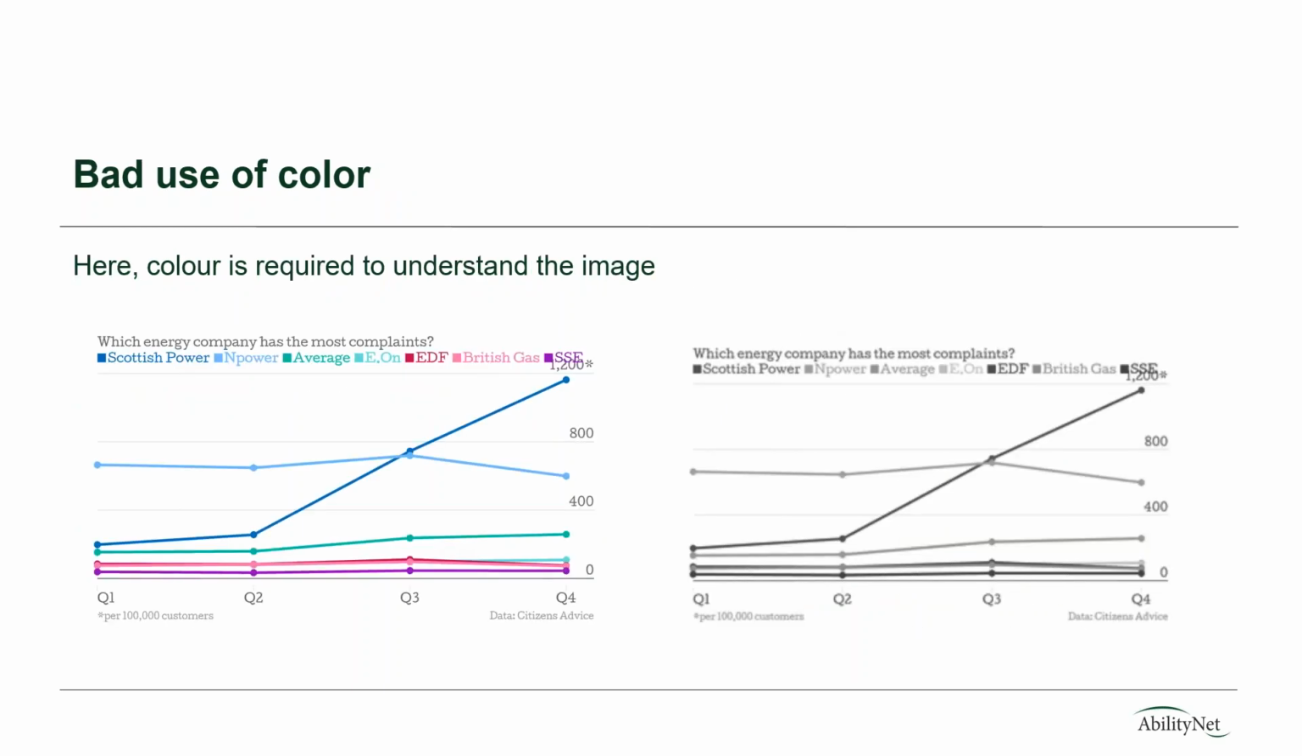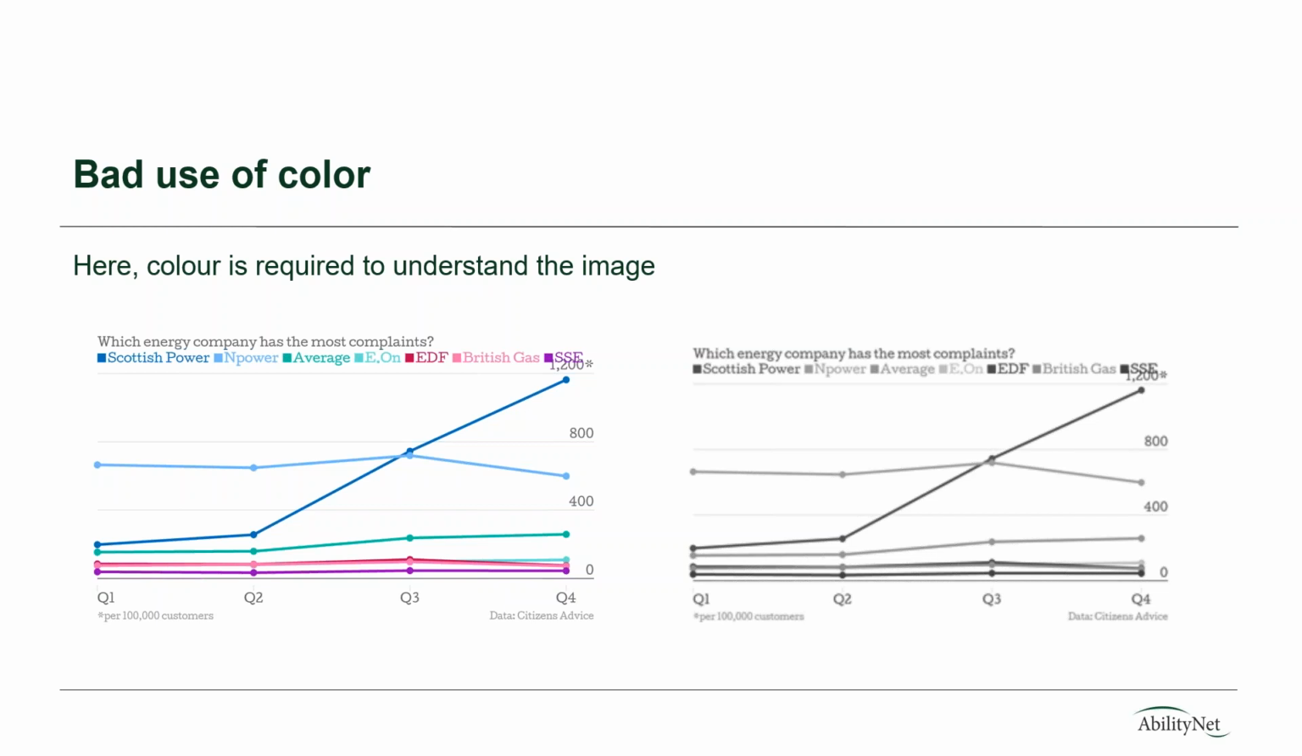Now here is an example of a bad use of color. I grabbed this from the Citizens Advice Bureau website earlier on, and this chart here just shows the number of complaints about different companies, and it uses a line chart to do so. So it shows them over time, the 4 quarters throughout a year, and the number of complaints that each company has received. Now, on the left-hand side, we've got an example that uses color, and it has a key telling users what those colors mean.